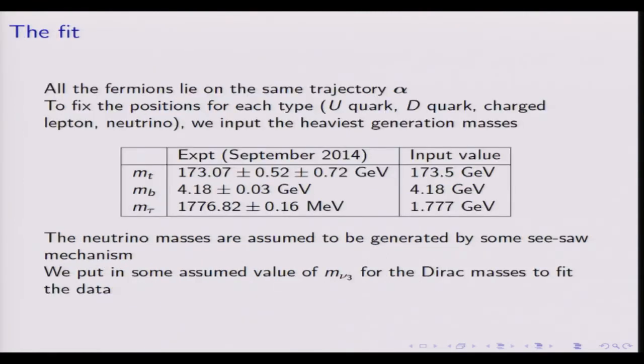Okay, so what's the fit? I remind you that all the fermions lie on the same trajectory, so it is a kind of universality. So we just need to have one trajectory. And to fix the position of each type, whether it's u quark, d quark, or charged leptons, or neutrinos, we input the heaviest generation masses, the top, the b, and the tau. And then the neutrino masses are supposed to be generated by some kind of seesaw mechanism. We took the simplest, and so we input the assumed value of the Dirac mass of the heaviest neutrino to fit the square mass differences of the physical neutrinos.